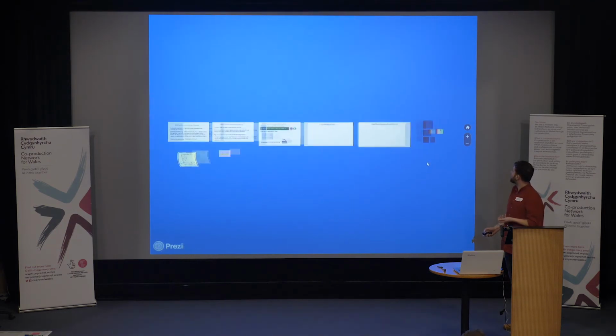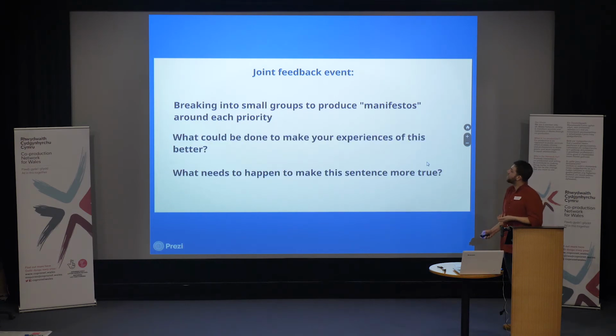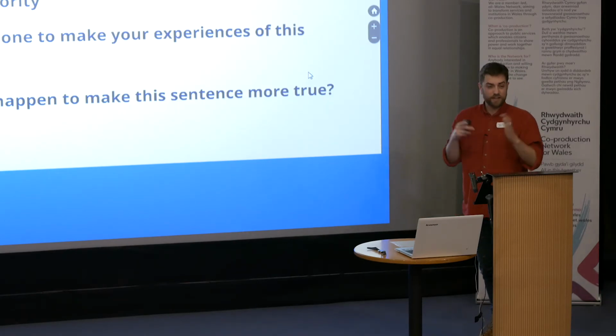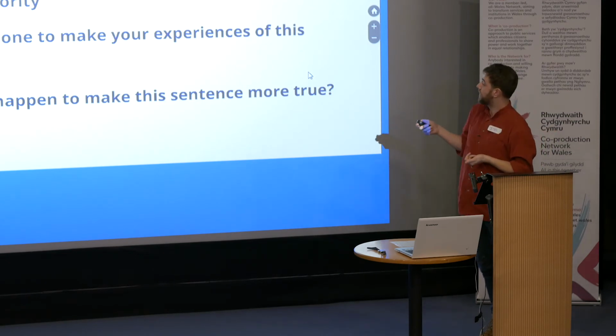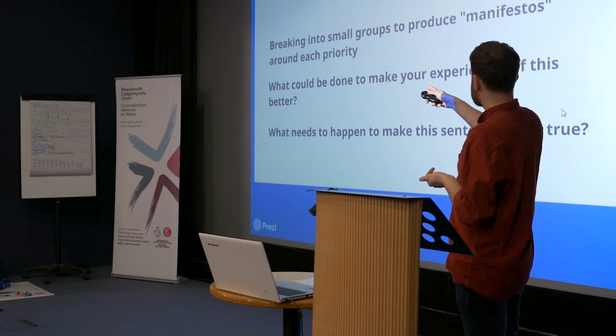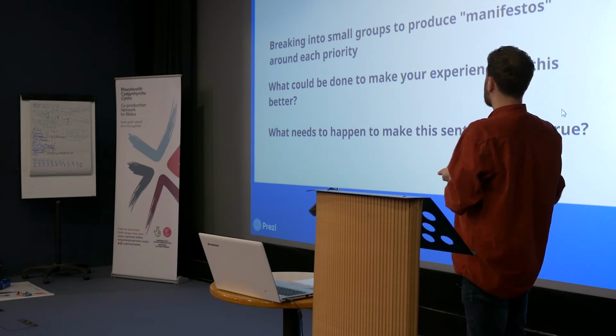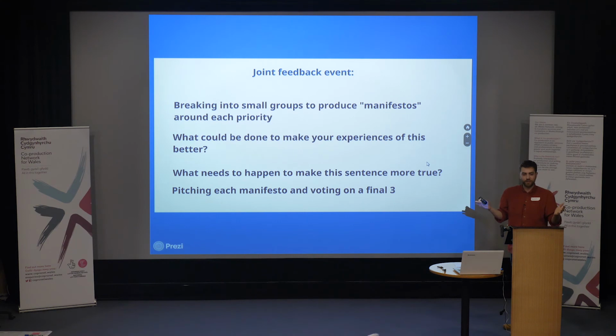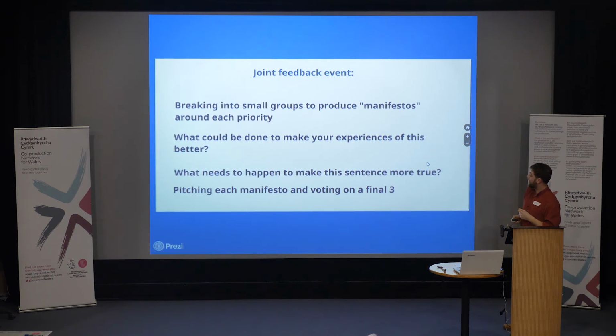Okay. At the joint feedback event, all the different priorities that have been identified in the previous event, it's kind of like the World Cafe thing where they're each on a different table, and I get people to go to the one that they're most interested in talking about. And then I get them to work in small groups around that priority to come up with like a manifesto of ideas. So answering the question, what could be done to make your experiences of this better, or what needs to happen to make this sentence more true. And then they kind of do an election thing where they pitch their manifesto for change to the rest of the group, and then everyone votes on a final 3.